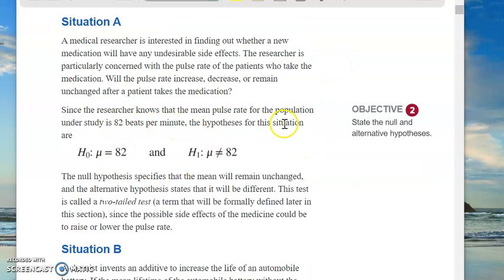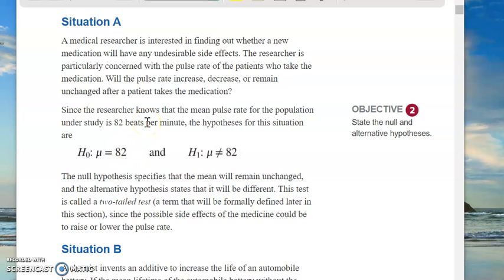The researcher knows that the mean pulse rate for the population under study is 82 beats per minute. So what we're saying here is, hey, we've done these surveys a million times, and we know that on average, the population that I'm concerned about has a mean pulse rate of 82 beats per minute. It doesn't matter what the population is, right? It could be young people, it could be old people, whatever population you're looking at, on average, the mean pulse rate is 82 beats per minute. So the hypothesis for this situation is H sub 0 or H naught, the null hypothesis, is that mu equals 82.